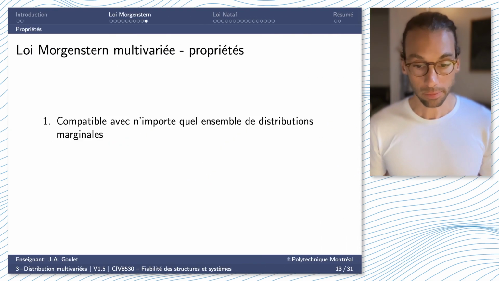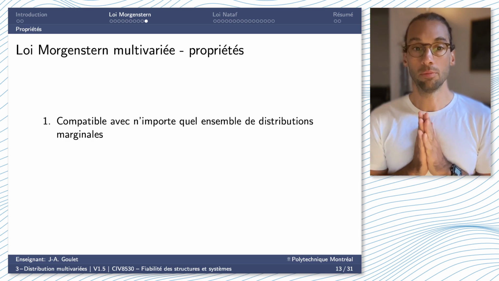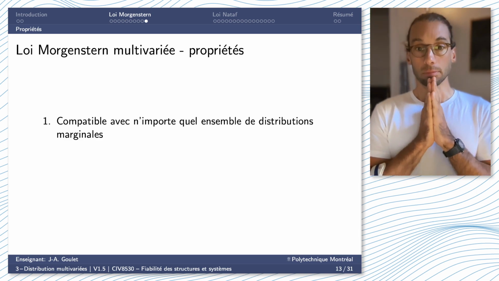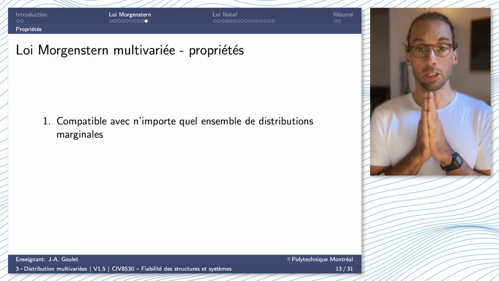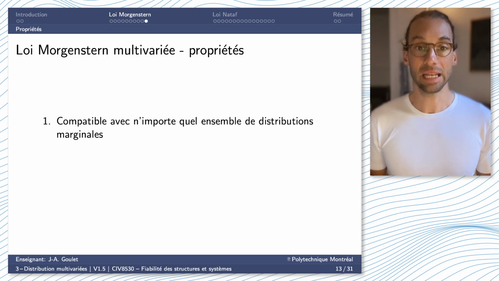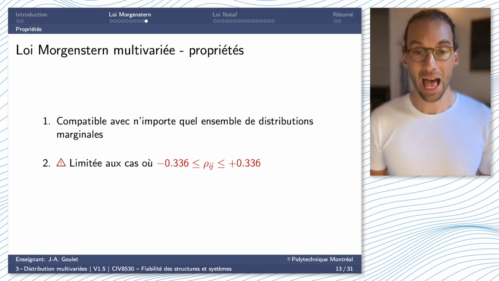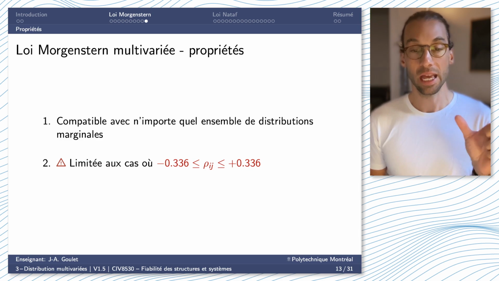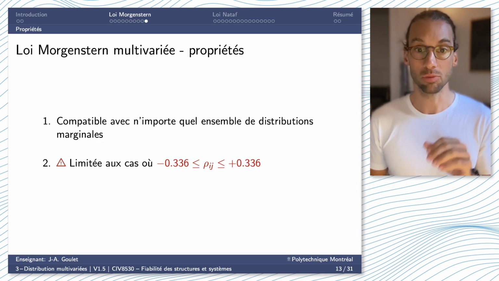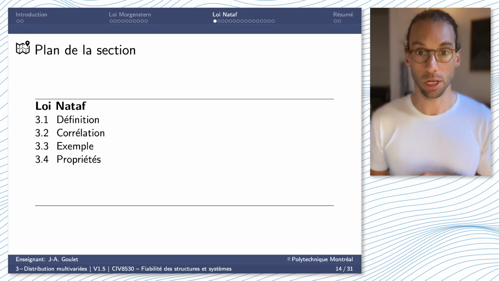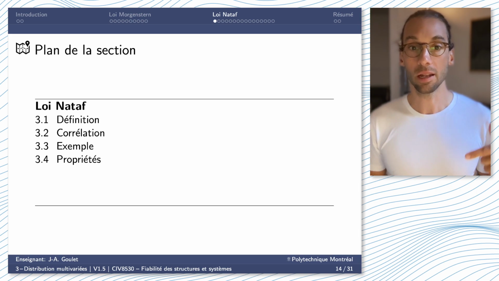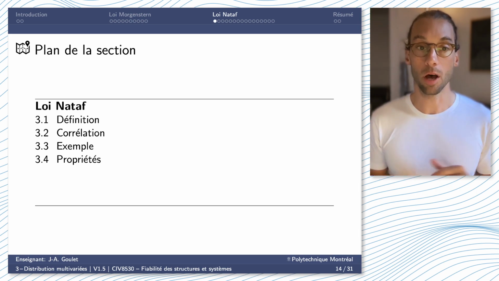So if we look at the properties of that Morgenstern distribution, we can say that it's compatible with any set of marginal distributions, so it's widely applicable. However, the range of correlation coefficient that we can use is in a narrow bound that is roughly minus 0.33 to plus 0.33. Now, the Nataf distribution is going to allow us to extend and to build upon these limitations.